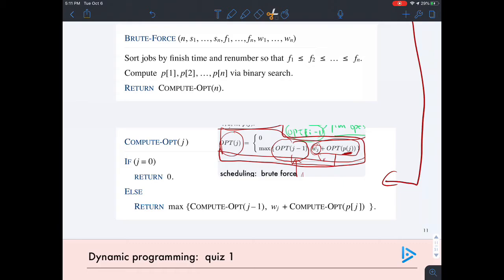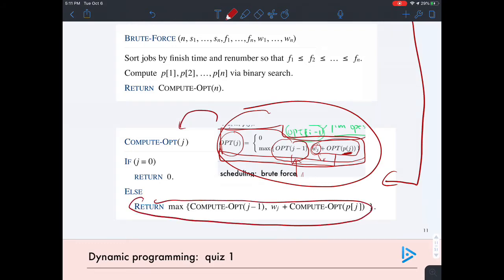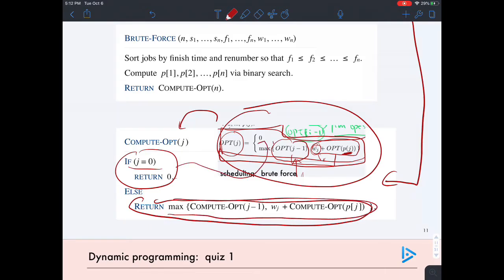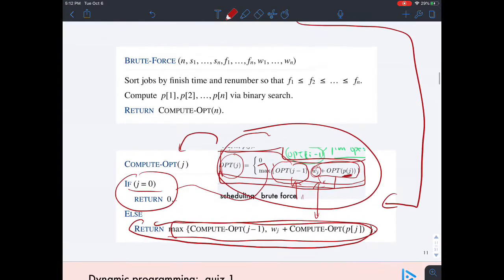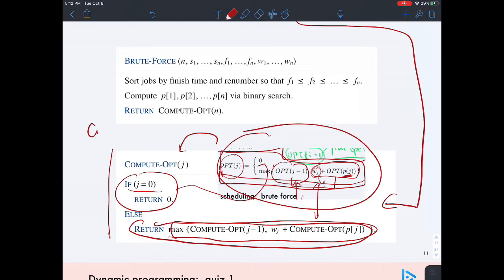My point is that if you have the recursive form over here, then when it's translated into code, it's almost the same. If j equals 0, return 0, otherwise return this maximum, the whole expression over here. So you can see that the recursive form is effectively a piece of code. If you don't worry about efficiency, this code will be correct and will terminate. The only problem is that it's not efficient.